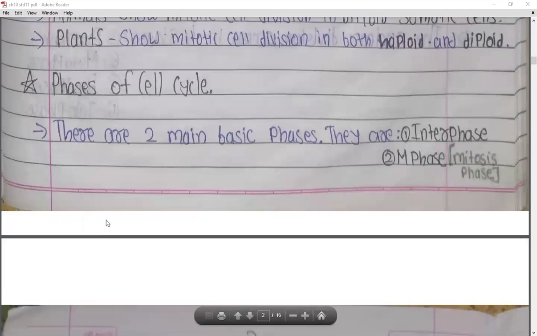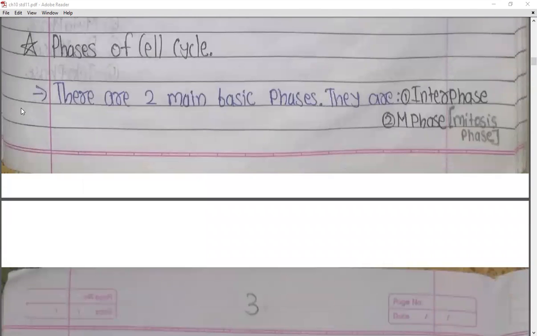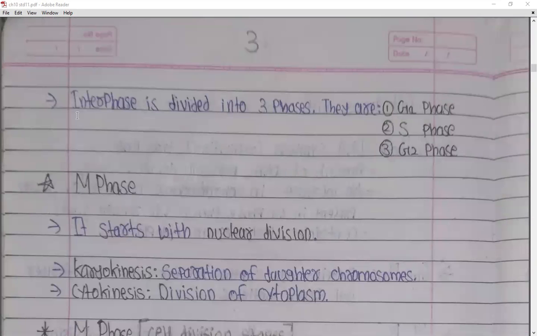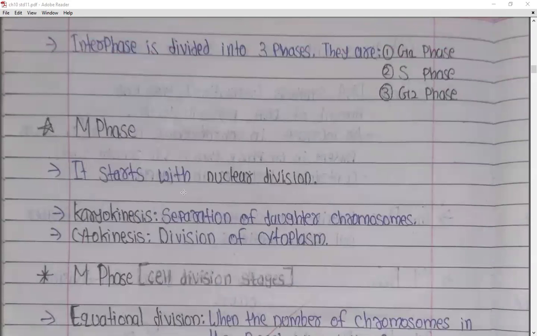Now we are going to see several phases of the cell cycle, right? Here there are two main basic phases: first is the interphase and second is the mitosis phase. The interphase has been divided into three phases: G1 phase, S phase, and G2 phase. Now the M phase starts with the nuclear division, and in the nuclear division, two things you have to remember: first is karyokinesis and second is cytokinesis.